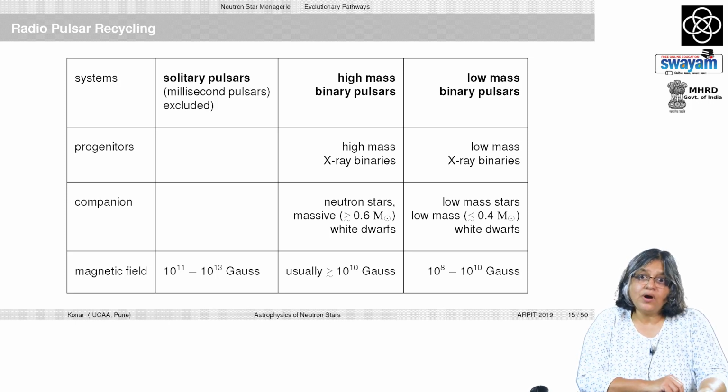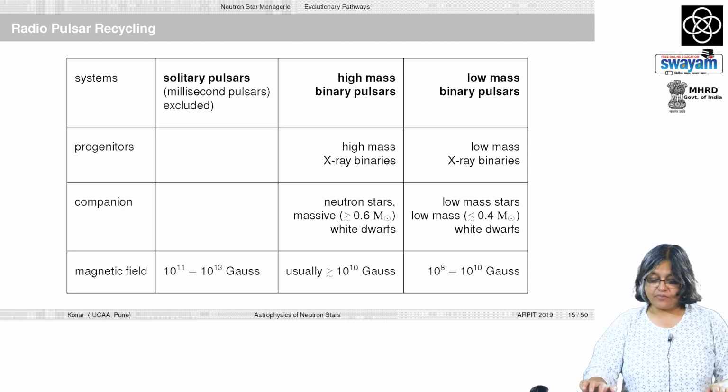Whereas, the low mass binary pulsars, that is pulsars with a low mass binary companion, have magnetic fields from 10^8 to 10^10 Gauss, and they are with a low mass binary companion of less than maybe 0.4 solar mass, and very low mass white dwarfs. These are coming from low mass X-ray binaries.